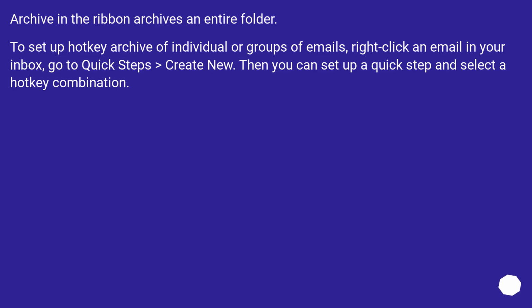Archive in the ribbon archives an entire folder. To set up hotkey archive of individual or groups of emails, right-click an email in your inbox, go to Quick Steps and then Create New. Then you can set up a quick step and select a hotkey combination.